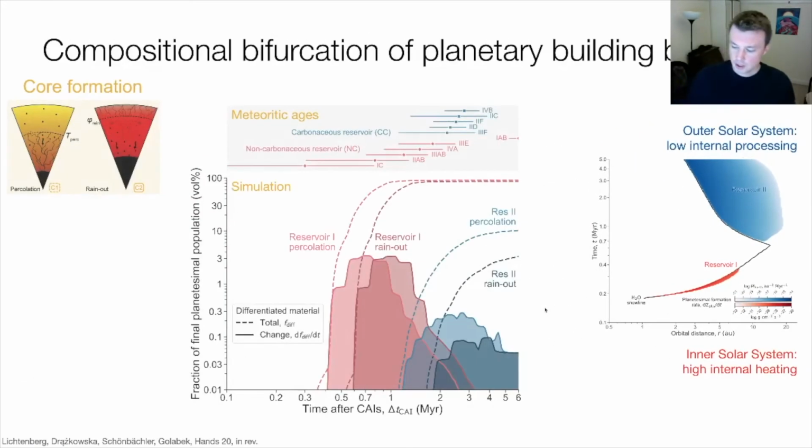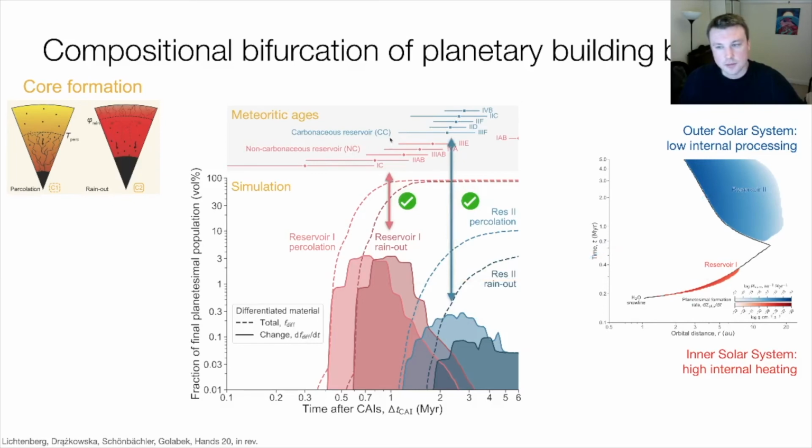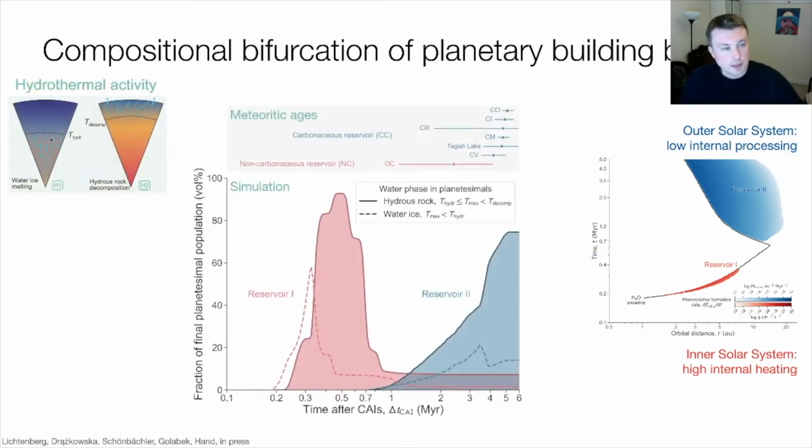We try to explain the meteoritic chronology here, first of the core formation process and hydrothermal activity that is observed in present-day meteorites. Now, our simulations produce peaks of core formation in these planetesimal bursts, one at around 1 megayear for reservoir 1, at around 2 to 3 megayears for reservoir 2. This explains the clustering of ages in the meteoritic record for the NC reservoir and for the CC reservoir. With regards to hydrothermal activity, meaning water-rock reactions, reservoir 2 produces a peak at 4 to 6 megayears, which will produce the clustering of ages in the CC reservoir.